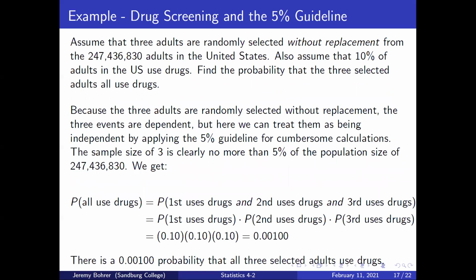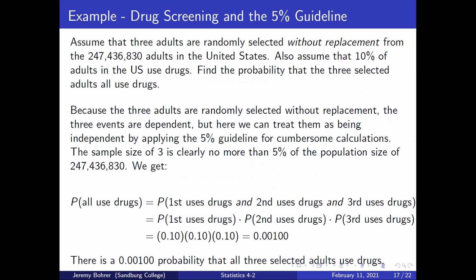For example, drug screening and the 5% guideline. Assume that 3 adults are randomly selected without replacement from the 247,436,830 adults in the United States. Also assume that 10% of adults in the US use drugs. Find the probability that the 3 selected adults all use drugs.